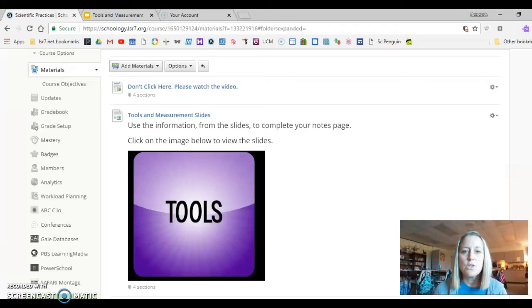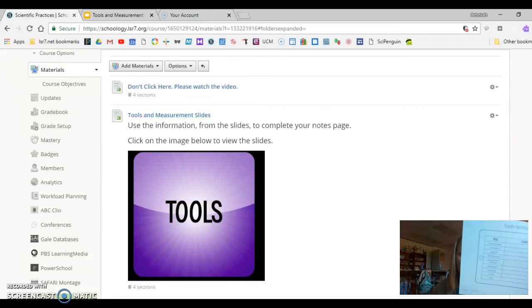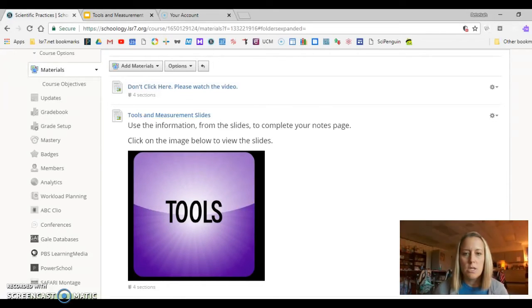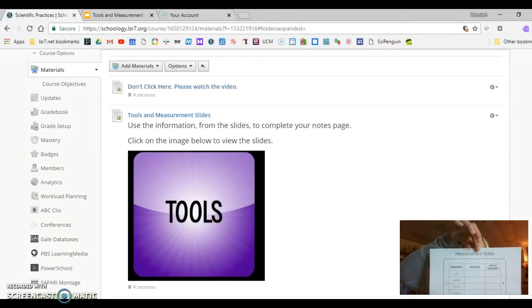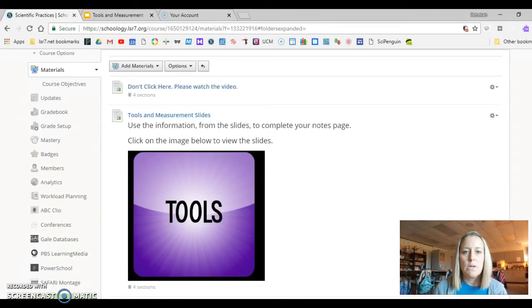Hi scientists, this year you're going to be using tools and taking measurements. So we are going to read and learn about those different tools. You have a tools note page and a measurement notes page. You're going to start with the tools note page.